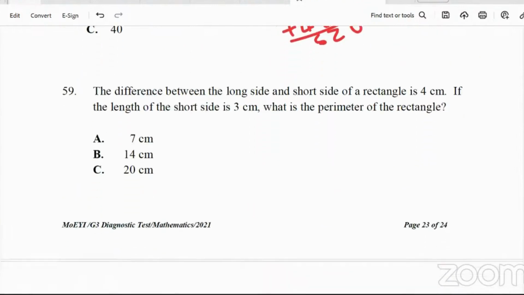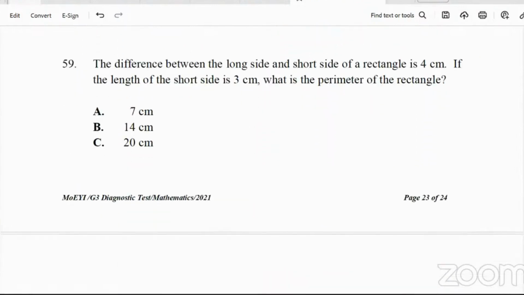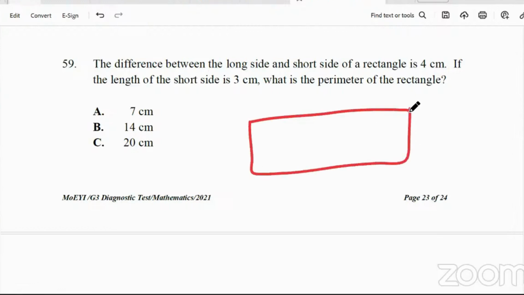Question 59. You see this paper has a lot of perimeter on it. The difference between the long side and short side of a rectangle is 4 centimeters. If the length of the short side is 3 centimeters, what is the perimeter of the rectangle? Let me draw a rectangle. And it says the difference between the long side and the short side is 4 centimeters.